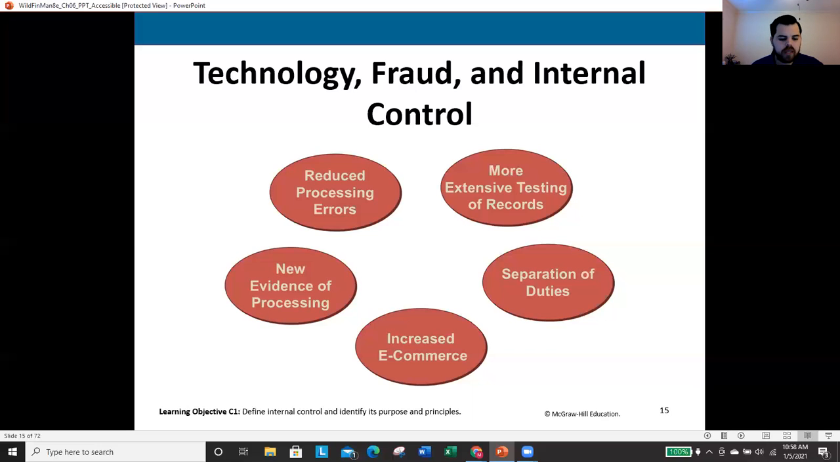Now, the last one that I really want to focus on here is this idea of separation of duties. So separation of duties is perhaps the number one internal control that we will talk about in this course. If you hear nothing else today, please remember that when we're talking about internal controls, your strongest internal control 9 times out of 10 is this idea of separation of duties.